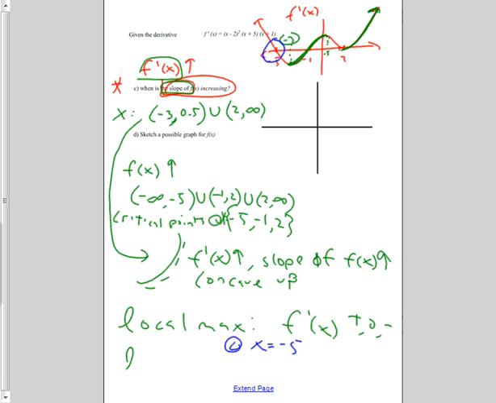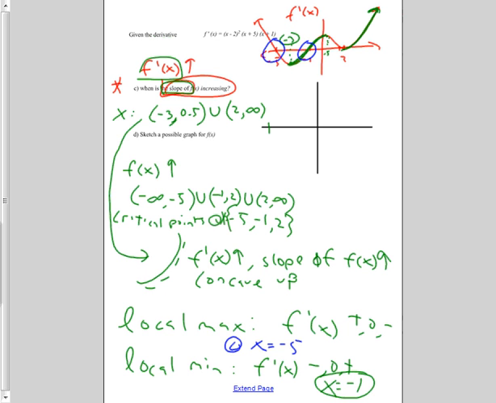And we know that there's going to be a local min when the derivative function goes from negative to 0 to positive, and that occurs right there. So there's going to be a local min at x equals -1. So now we can start piecing this together.